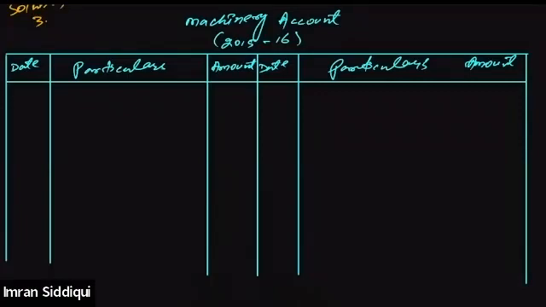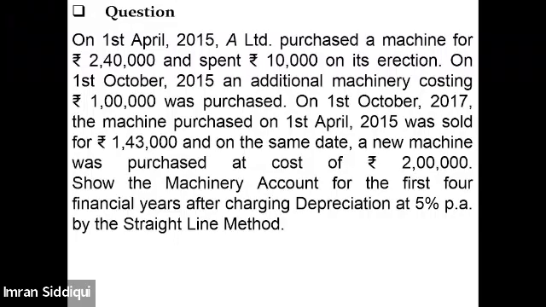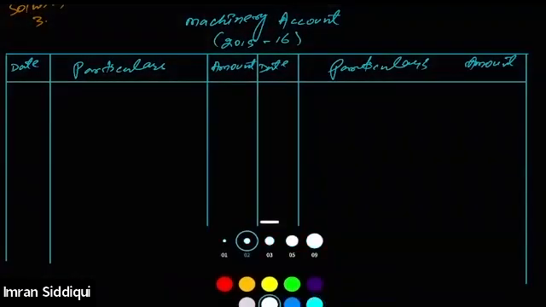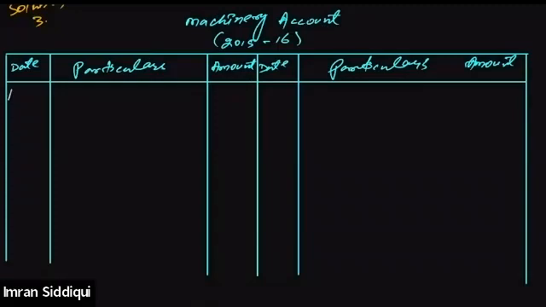The company has purchased machinery for 2,40,000 and spent 10,000 on its erection. That means the total cost of machinery will be how much? What is the total cost of the machine, anyone? We'll write down the bank account because we have purchased machinery. Bank account will be credited and machinery account will be debited.